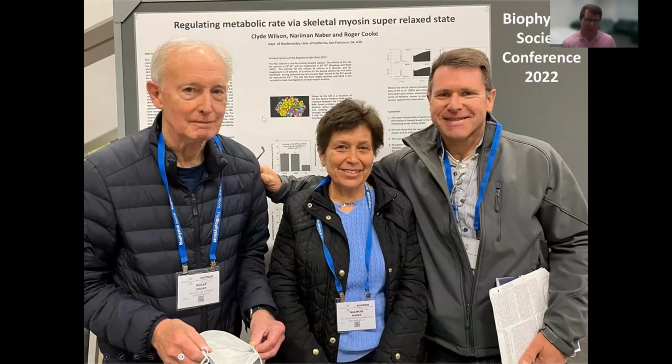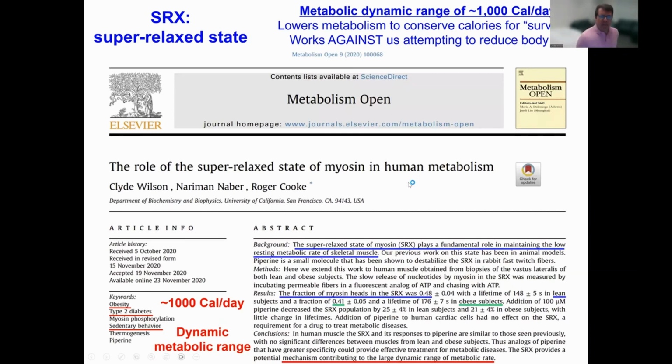This is us at the Biophysical Society Conference in 2022, presenting some of our research on this, and our paper that we had just published just over a year before that, where we show that muscle can completely shut down to burn fewer calories by as much as 1,000 per day, likely in response to extreme dieting and being sedentary, where the muscles aren't activated. So when you activate muscles, it pulls them out of this extreme shutdown so they keep idling.